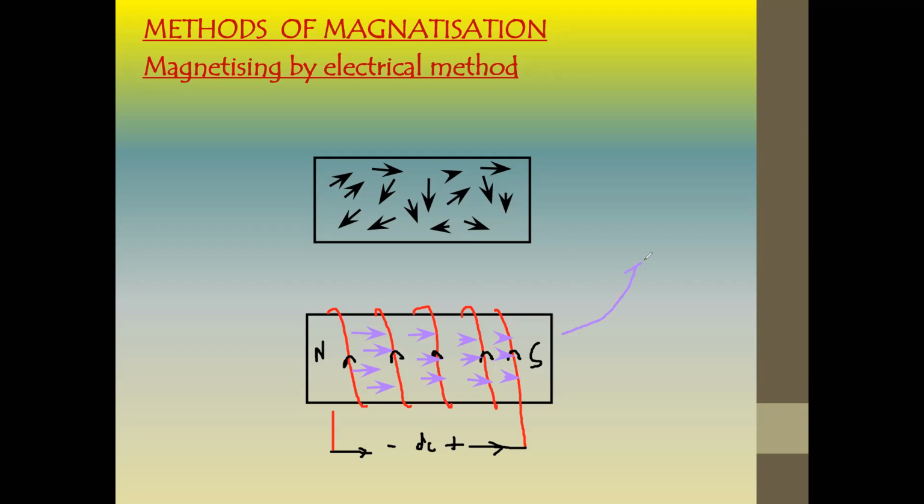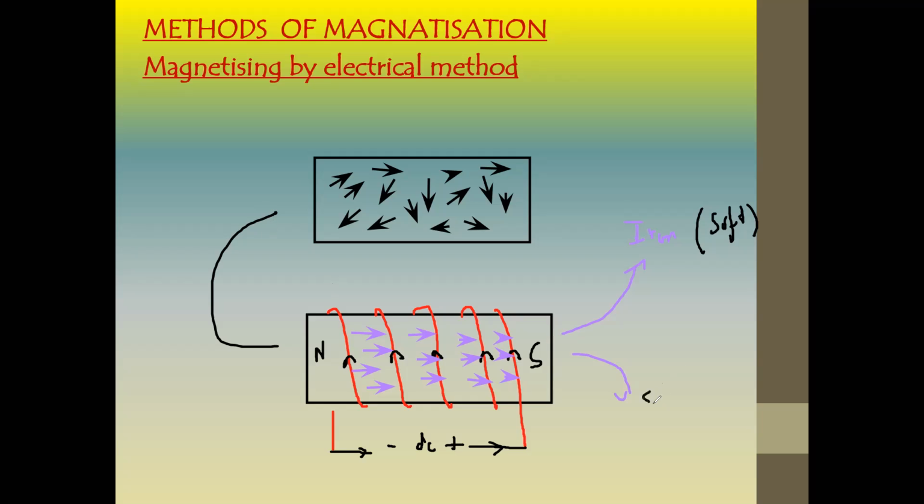But if I'm using iron, iron is also called a soft magnetic material. Why do we call iron a soft magnetic material? Because it can easily lose its magnetization. If I was using iron, when I switch off, again the domains will be random.